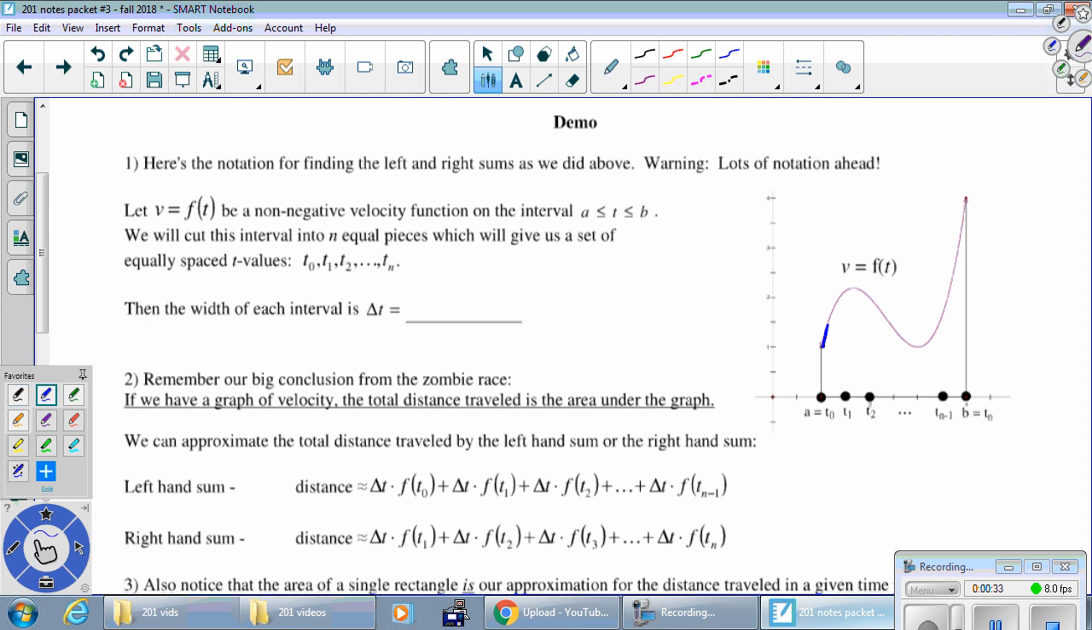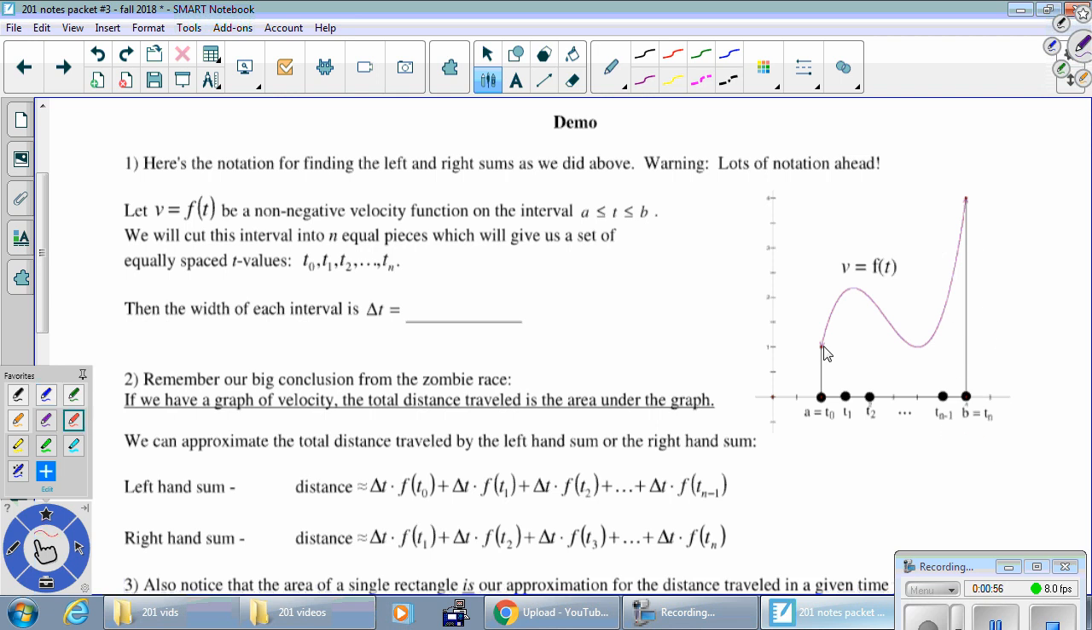This is our zombie's velocity function, and the given starting times are a and b, just like in the activity where we went from 0 hours to 5 hours. We will cut this interval into n equal pieces, which will give us a set of equally spaced t values called t0, t1, t2, all the way up to tn.